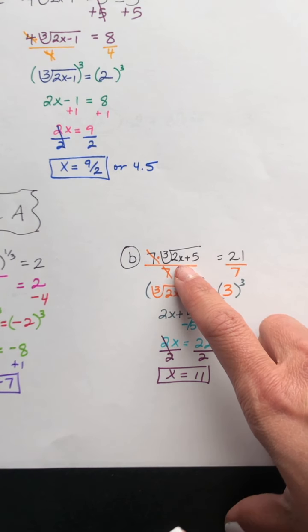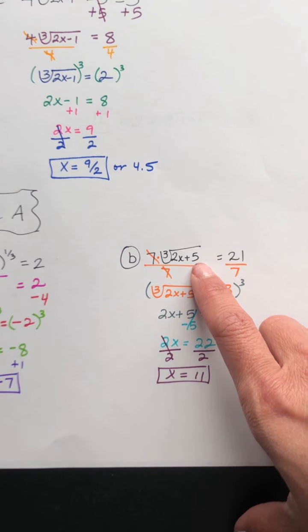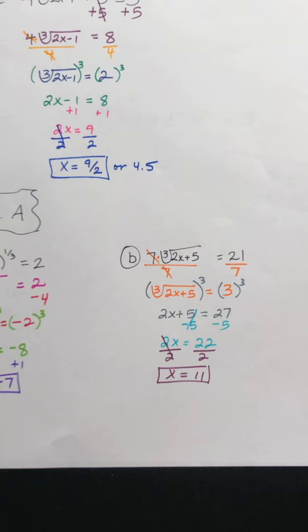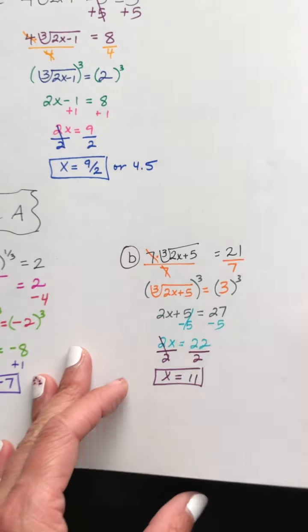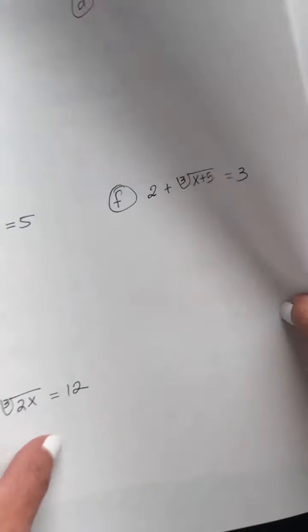2 times 11 is 22. 22 plus 5 is 27. The cubed root of 27 is 3. 3 times 7 is 21. It works. Just saying. All right, flip it over to the back side.